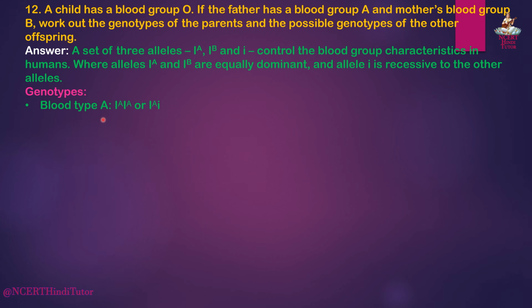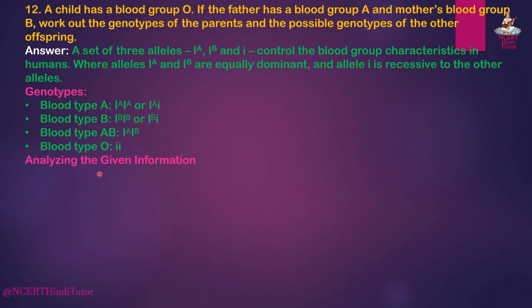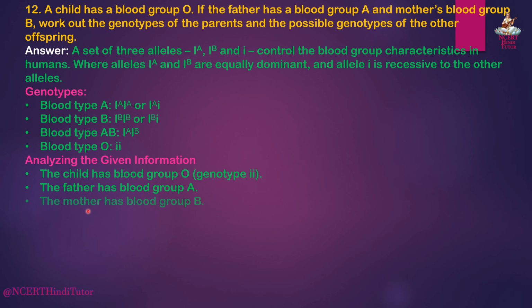Genotypes: blood type A, Ia Ia or Ia i. Blood type B, Ib Ib or Ib i. Blood type AB, Ia Ib. Blood type O, ii. Analyzing the given information, the child has blood group O, genotype ii. The father has blood group A. The mother has blood group B.